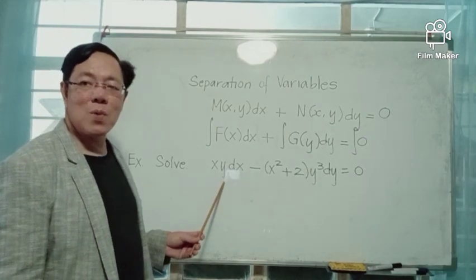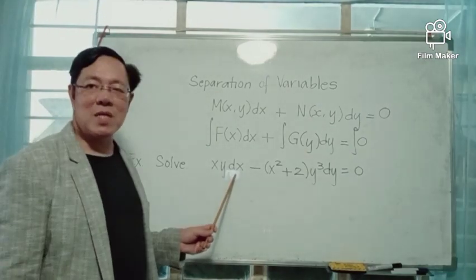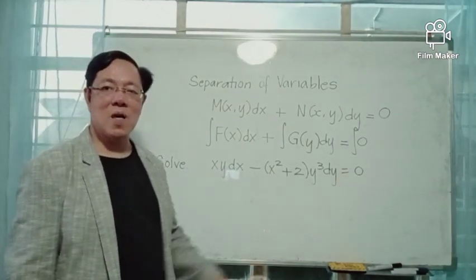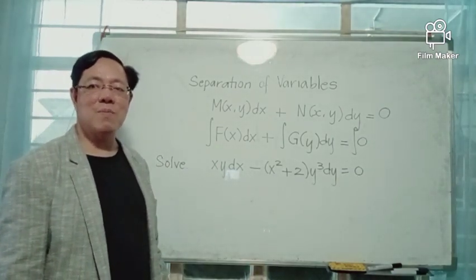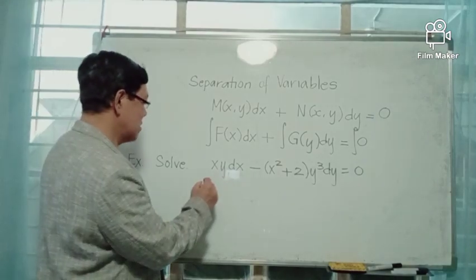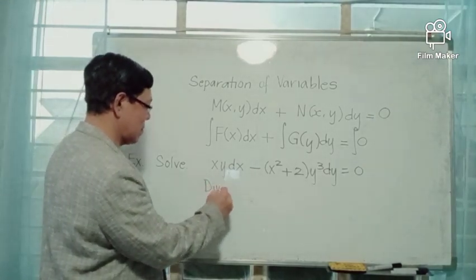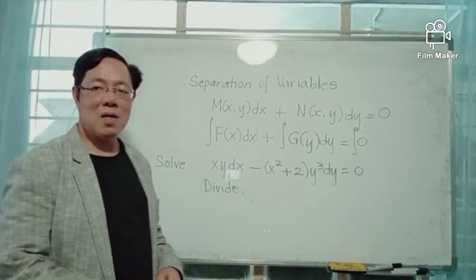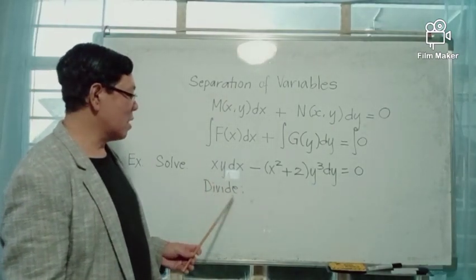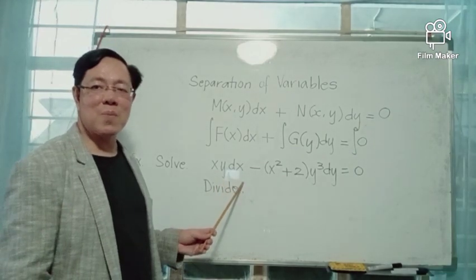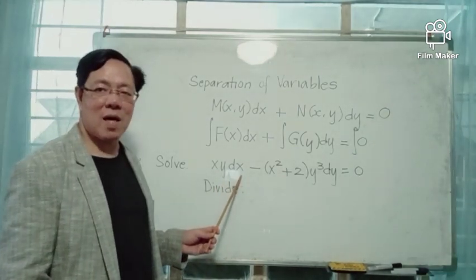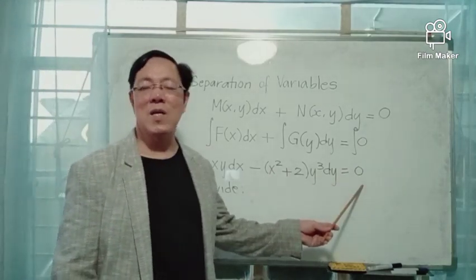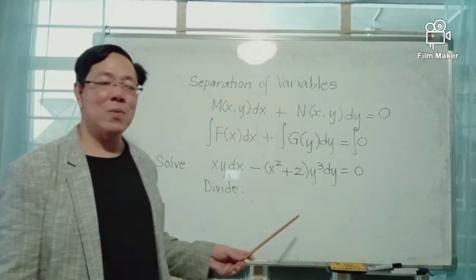We can remove y from the coefficient of the differential of x, or dx, if we divide both sides of the given differential equation by y. If we divide the first term by y, y will be removed from the coefficient of the differential of x. But we also have to divide the second term and the right-hand side of the given differential equation by y.